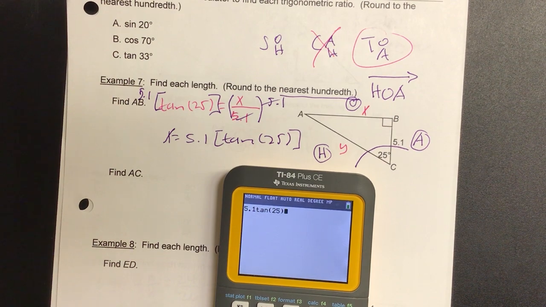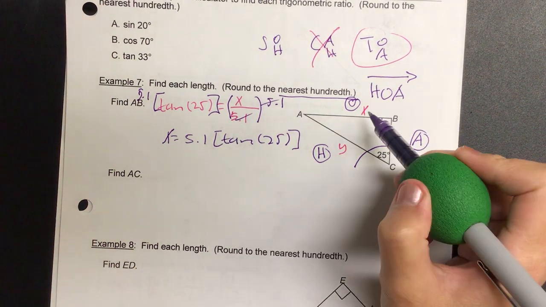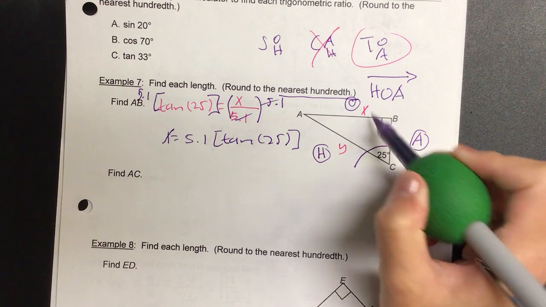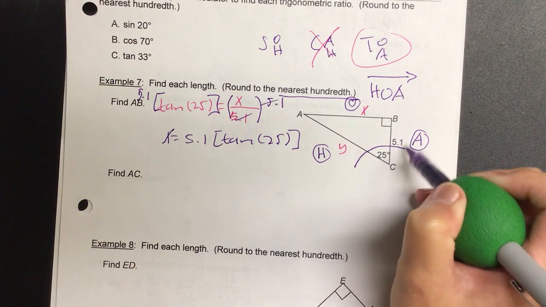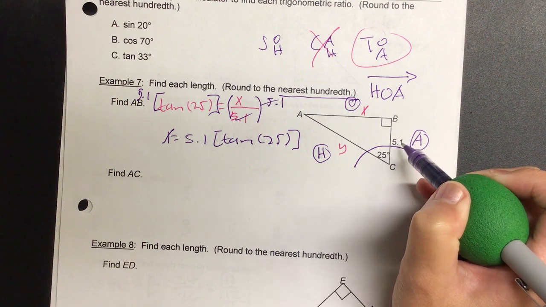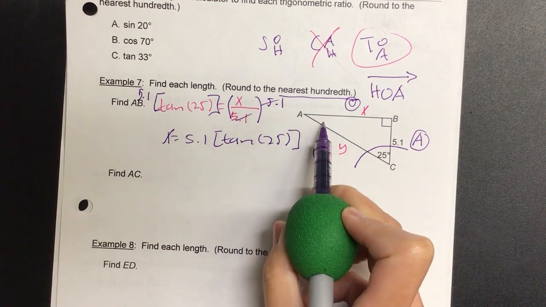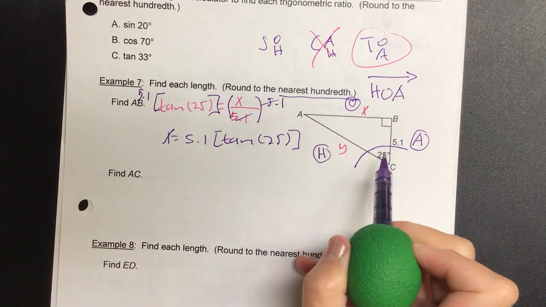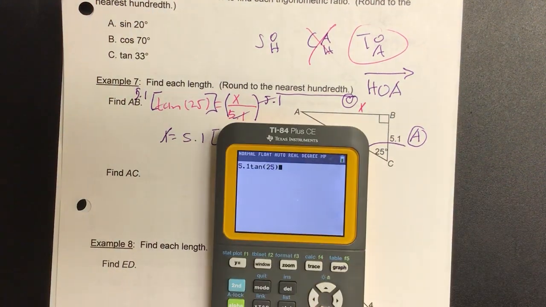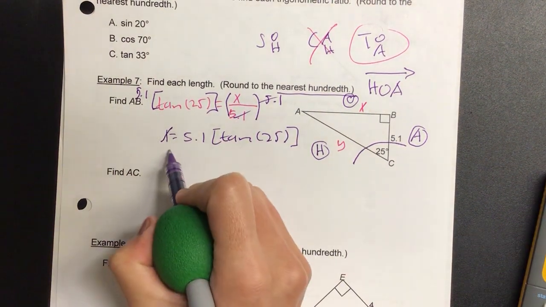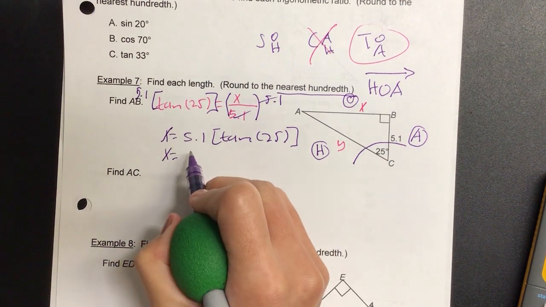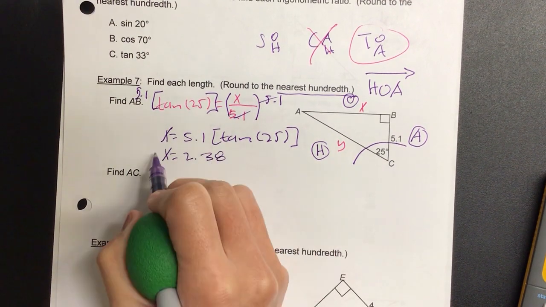And I want to anticipate something real quick. If my x has opposite of 25, should that be greater than or less than 5.1? It should be less than, because isn't that angle bigger? So that opposite should be bigger than the other one. So it should be less than. So let's see if that is true. Is that number less than 5.1? The numbers are relevant. So we have x equals 2 point how many? 3.8. Very good.